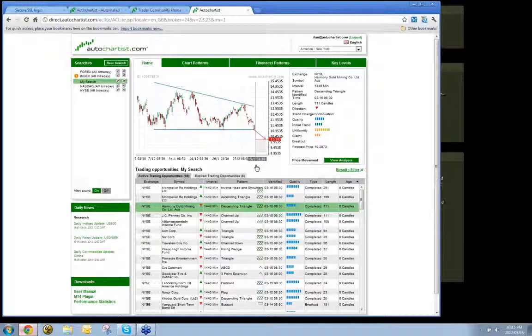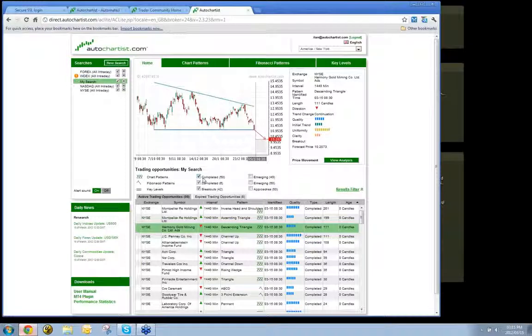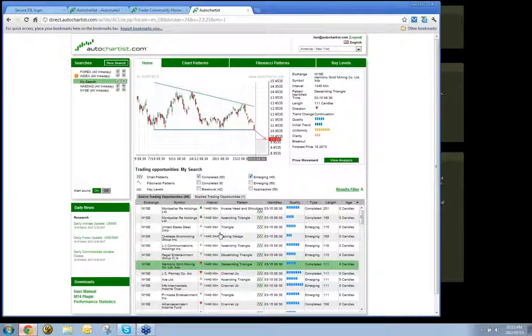Now, there's a little link in the middle of the screen on the right hand side called results filter. I can open that up, and once you open that up, what you see is what I'm actually viewing on the screen, which are completed chart patterns, completed Fibonacci patterns, and completed key levels. Now let me explain what a completed pattern is. Let me untick a few of these, and click on emerging as well.